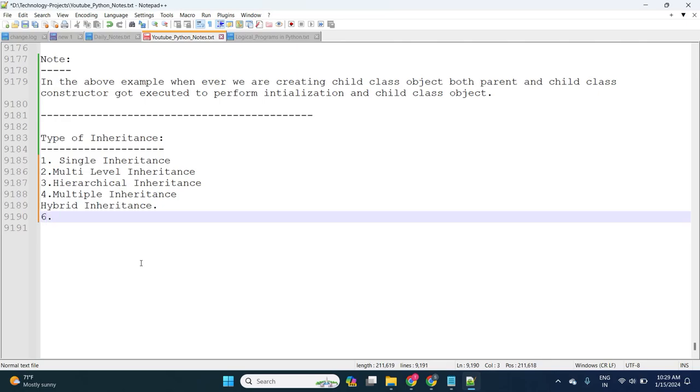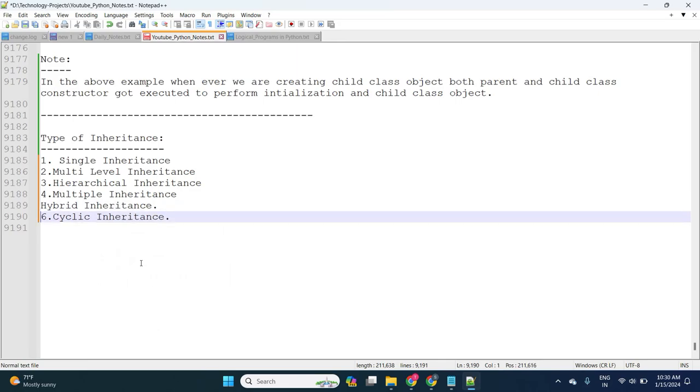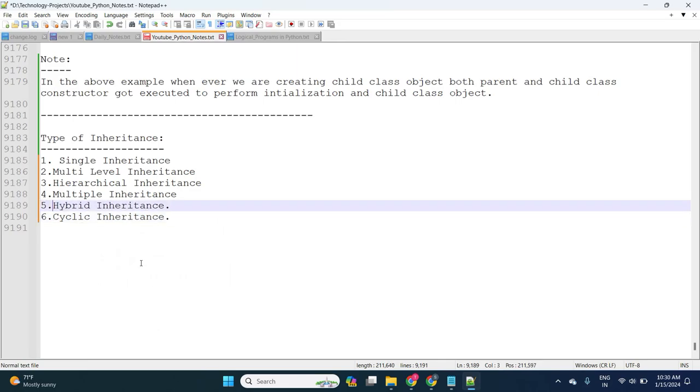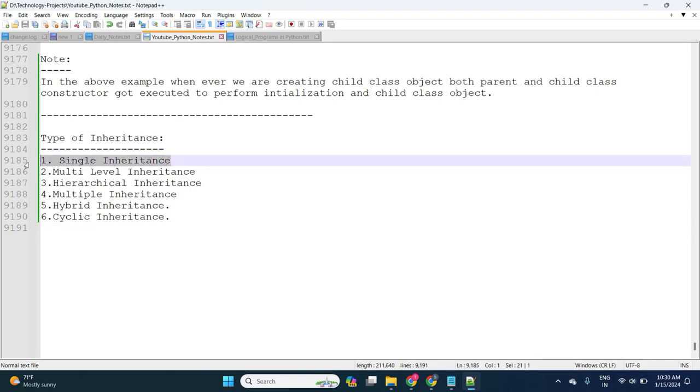Sixth one, cyclic inheritance. So these types of inheritance we have to discuss now as part of the types of inheritance concept. Observe here. First, coming to the first inheritance, single inheritance.